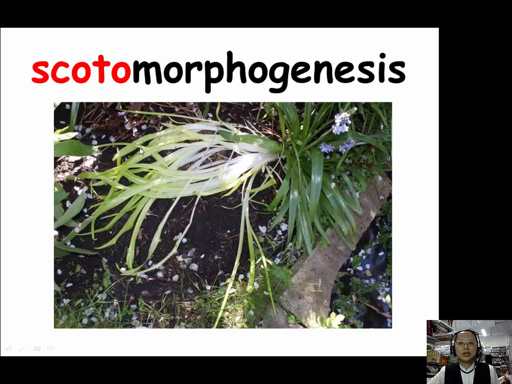For SCOTO, we have an example of scotomorphogenesis. Scotomorphogenesis is the development of seedlings, or we can say sprouts, in the dark. But in this picture, this plant is not a seedling. An adult plant sometimes would also have scotomorphogenesis. Scoto means dark. So scotomorphogenesis actually means development in the dark.